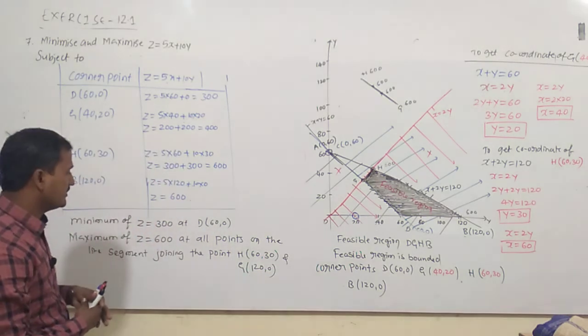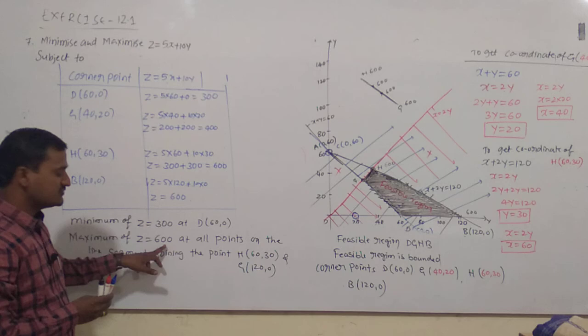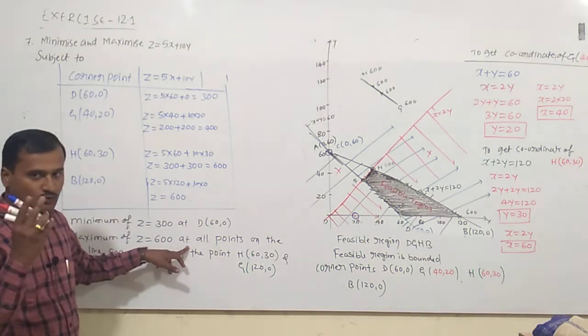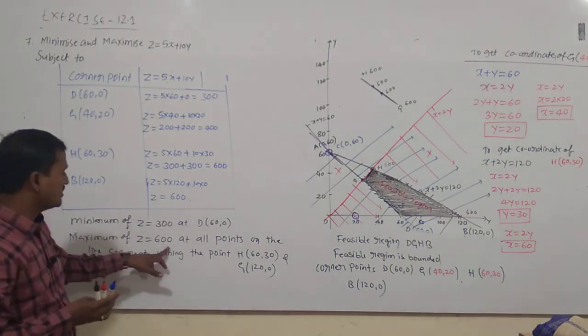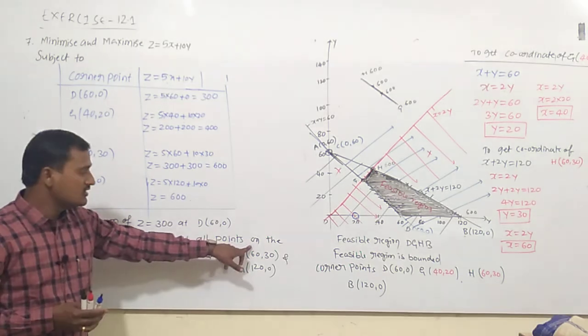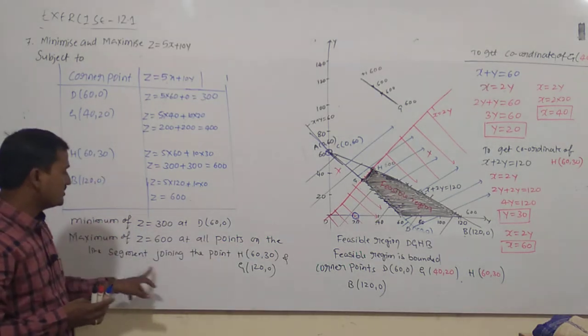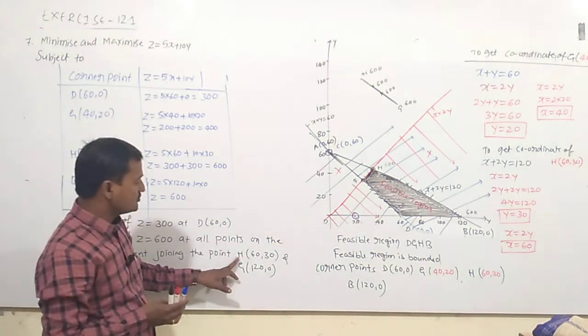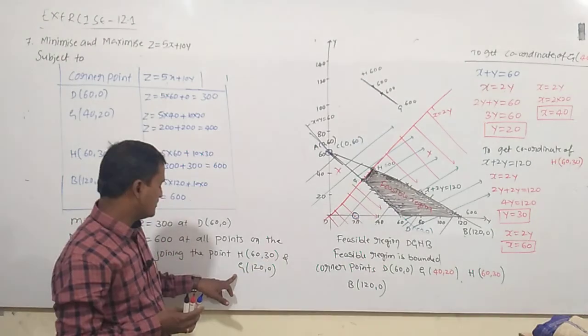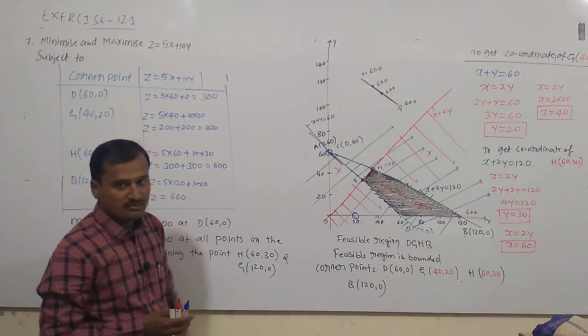So what we get here is that the maximum of z is 600 at 2 points, and the maximum of z at all the points on the line segment joining the points h of 60 comma 30 and b of 120 comma 0.